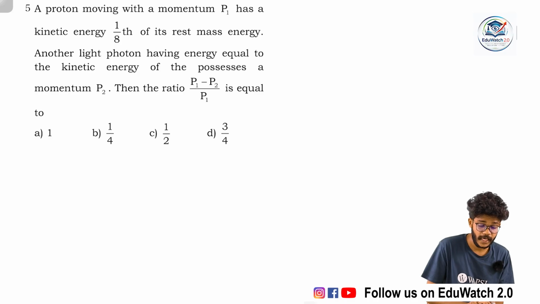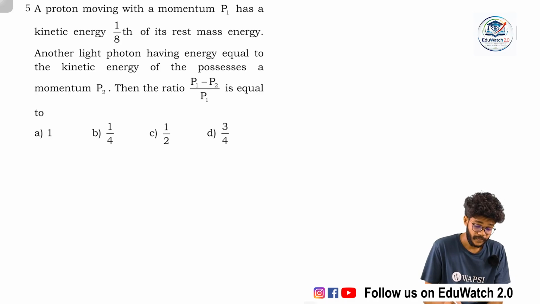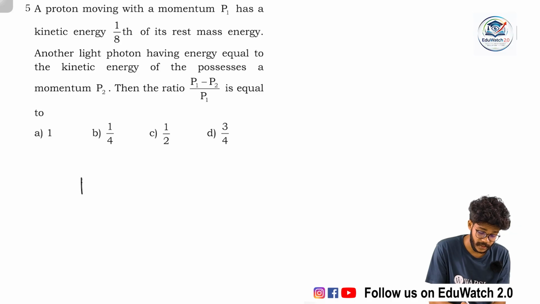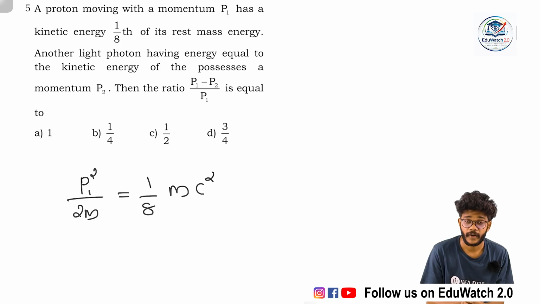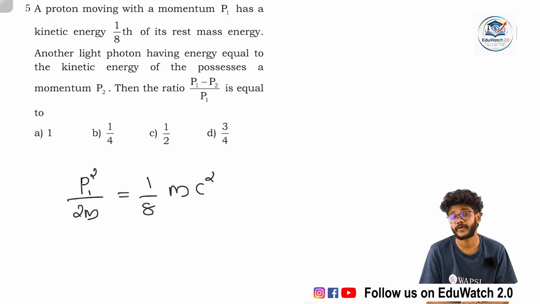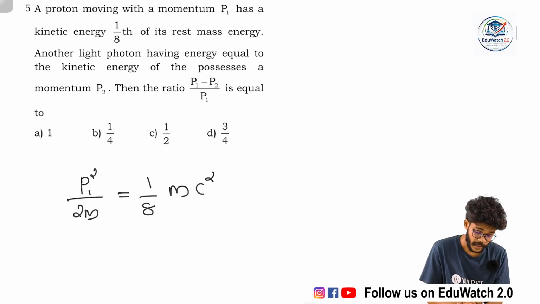kinetic energy is 1/8 of its rest mass energy. That means the kinetic energy, p1 square by 2m, is equal to 1/8 of mc square. mc square is the equation for the energy of rest mass, where m is the rest mass. So m into m is m square, and 2m square by 8 is m square c square by 4.